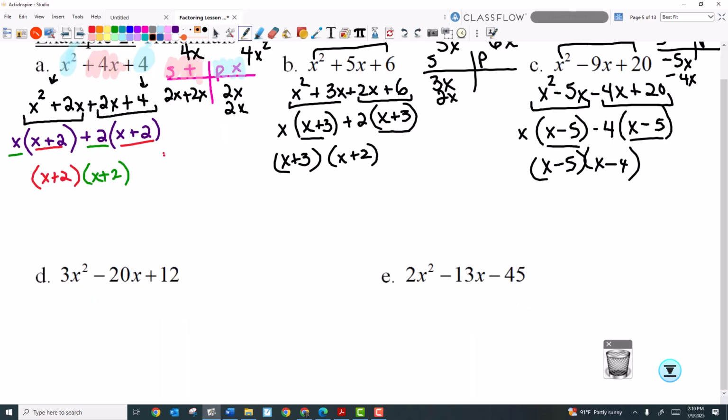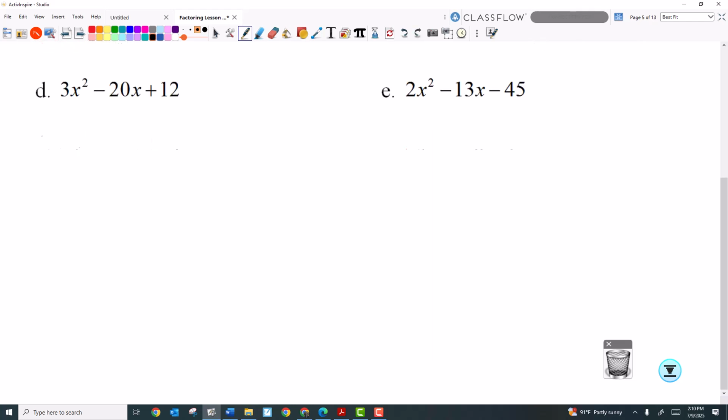I'm going to scroll on down. Okay, so these get a little bit harder because they have a number in the front. And I'm trying to hurry so this video doesn't get too long. So my s is always my middle term, so negative 20x. My p is my first times my last, so 36x squared.